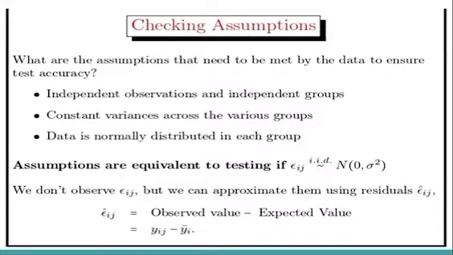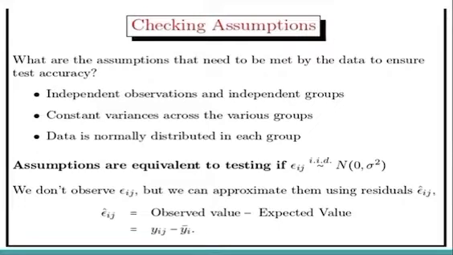Now the second assumption is constant variances across the various groups. We call that homoscedasticity. This is required. This is assuming that the groups that we're comparing have constant variance. We need to investigate that. That may be true or not. The only way to tell is to investigate it. We have a test to investigate whether the assumption holds or not.